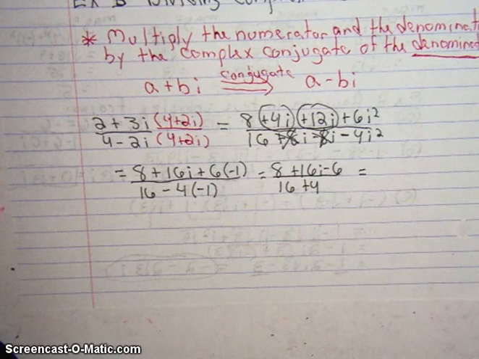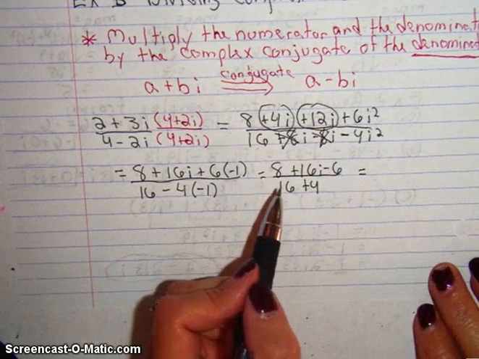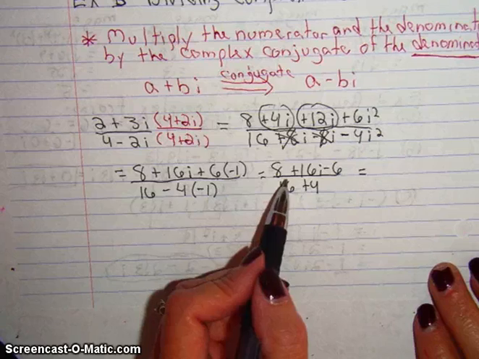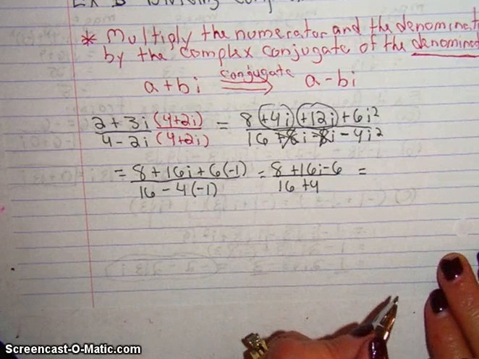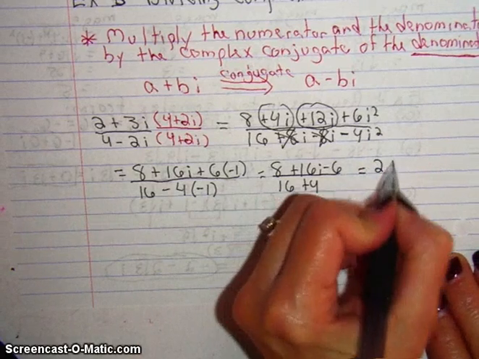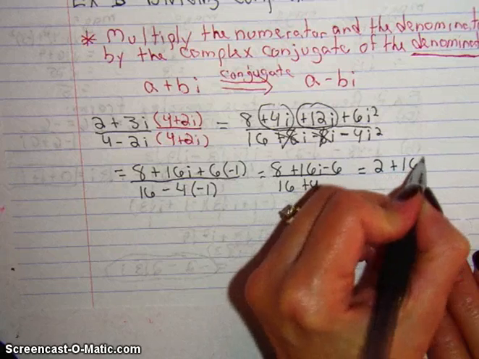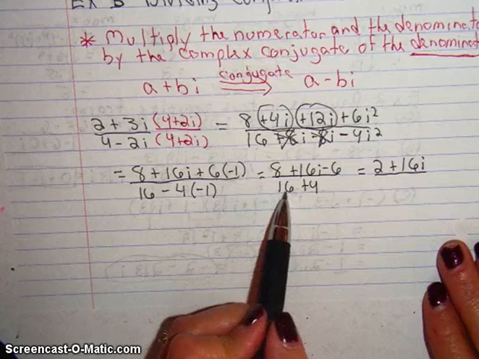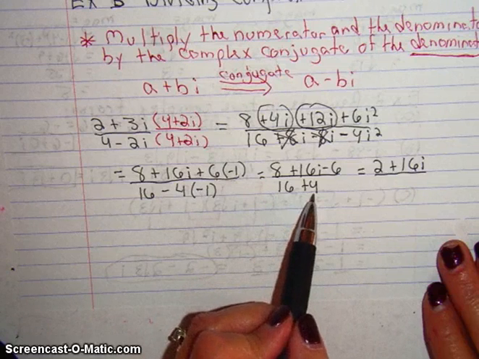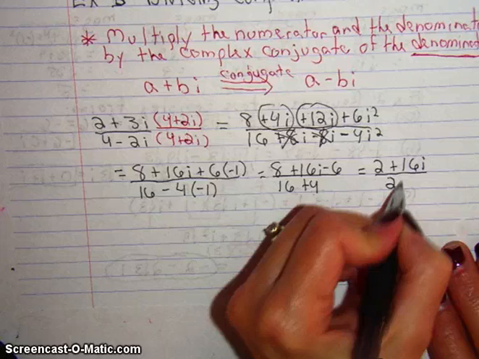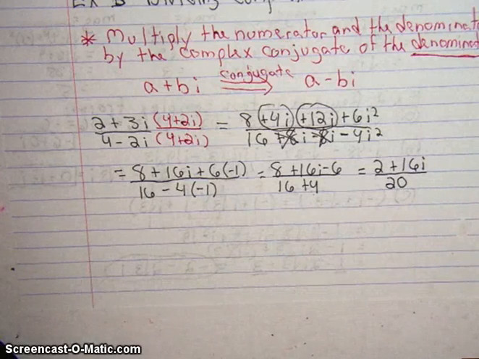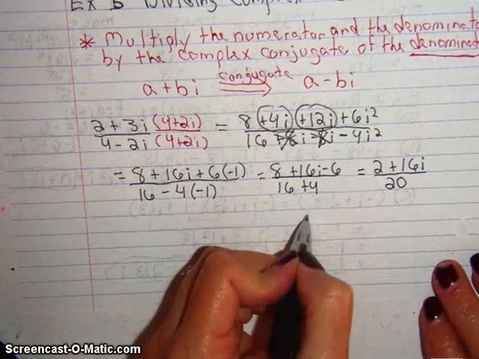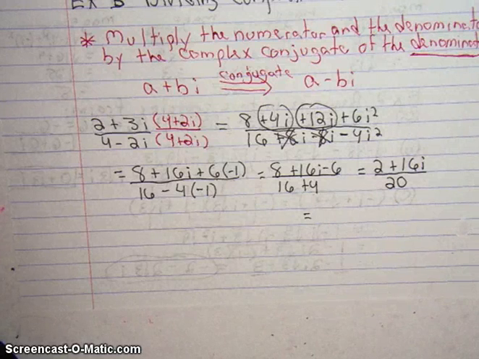All right, Christian, do the like terms on the top. 2 plus 6i. 2 plus 6i, thank you, sir. Okay, and then Ariel on the bottom, 16 plus 4. Do you see how the complex number went away on the bottom? And we just got the number of 20. One more simplifying, make me proud, what is it? Thank you very much.